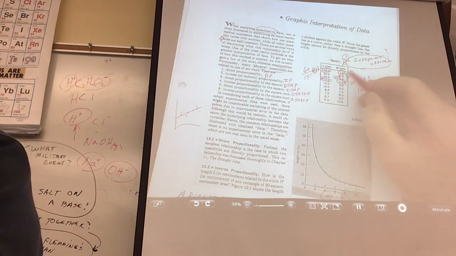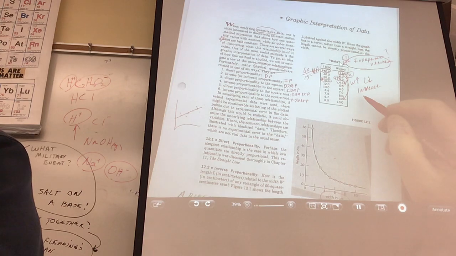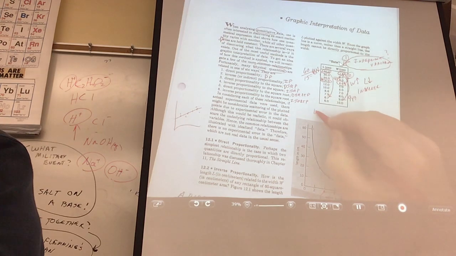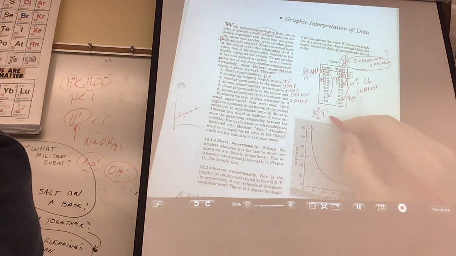Let's try it again. Let's go from 1 all the way to 9. How many times bigger did the independent variable get? 9 times bigger. All right, use your calculator and tell me what happened over here. 60 divided by 6.7. Let's try it. What do you get? Pretty close to 9. Okay, so this got 9.